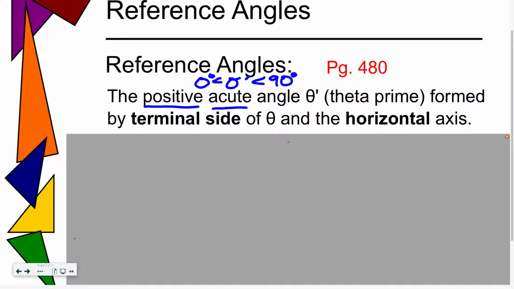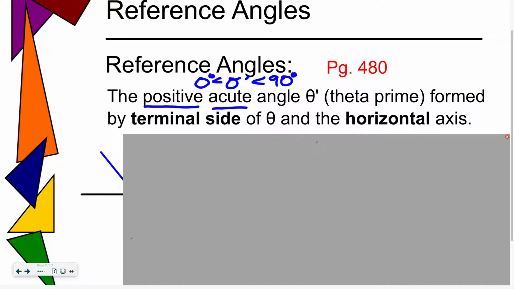And it's formed by two things. Your terminal side, which remember, your initial side is on the positive x-axis, and your terminal side is the side that opens up in any of the four quadrants. So I'm talking about this arm that's moving around. It's formed by the terminal side and the x-axis. So depending on which quadrant you're in, how you calculate your reference angle is going to be different because you need it to be that positive acute angle. That's what we're going to see in our pictures down here.